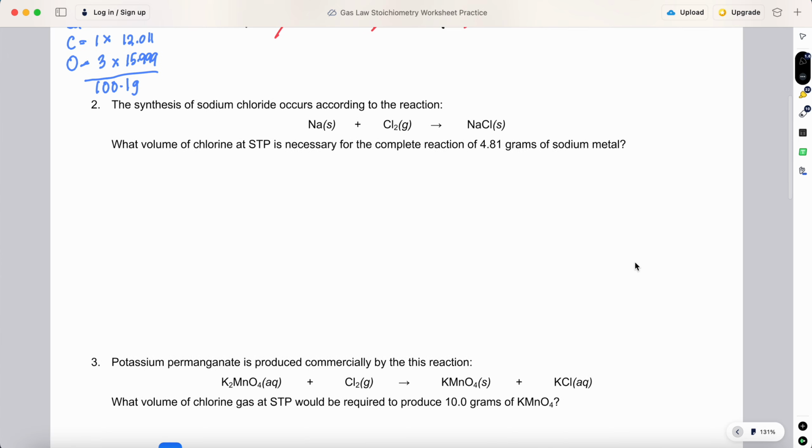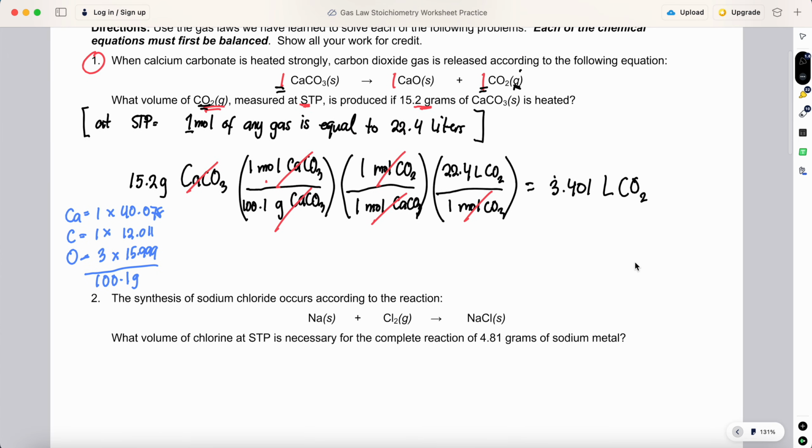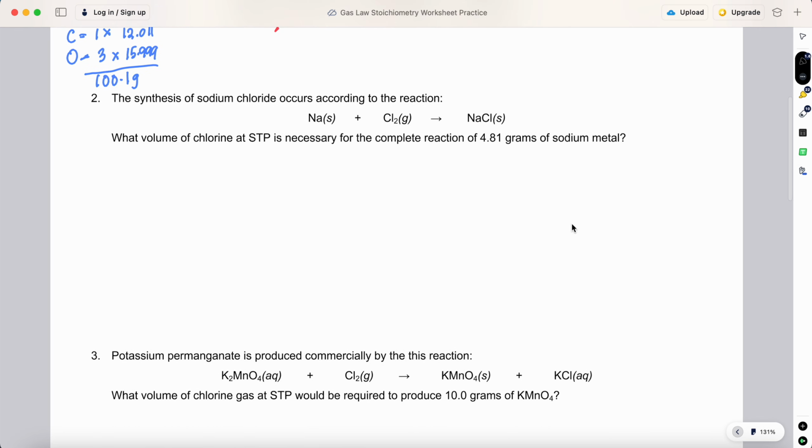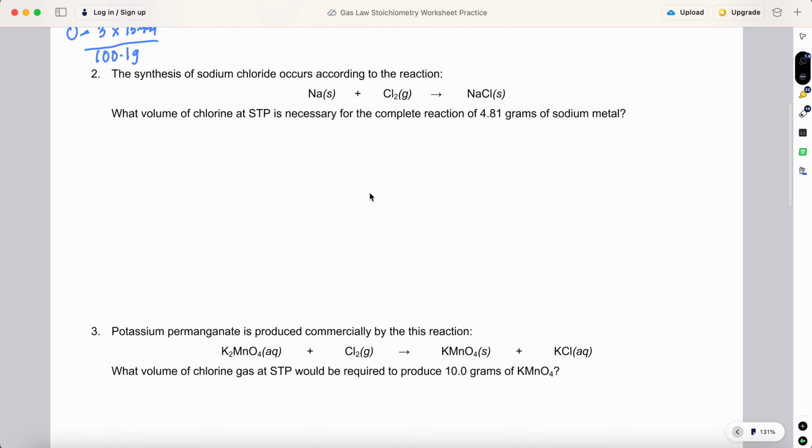So we have another problem here again. From number 1, we know that the volume of CO2 is now 3.401 liters of carbon dioxide at STP through gas stoichiometry. So here we have the synthesis of sodium chloride. Sodium chloride, we know this well, NaCl, occurs according to the reaction. So NaCl is formed when Na in solid and Cl2 in gas are synthesized.